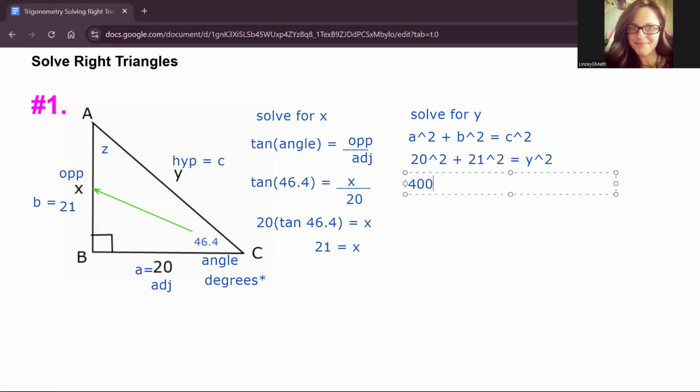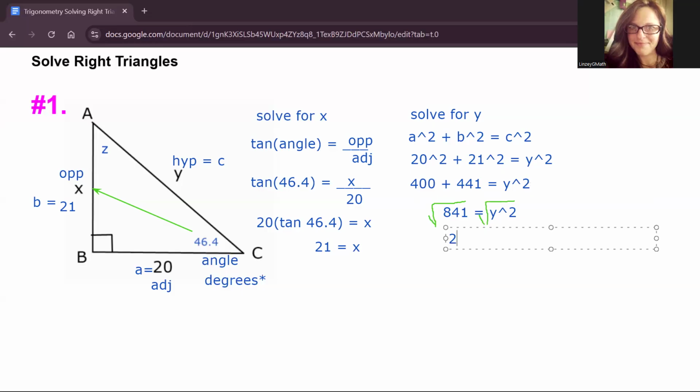20 squared is 400. 21 squared is 441. And we'll add those together. We get 841 is equal to y squared. And then we'll take the square root of 841. Square root of 841 is 29.